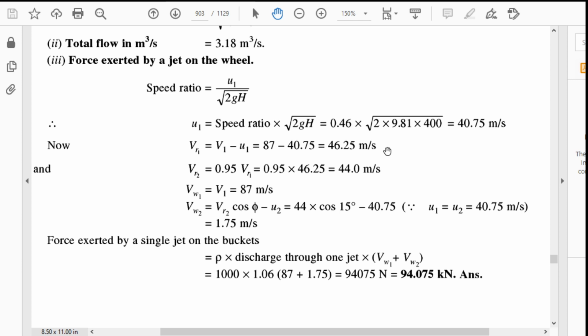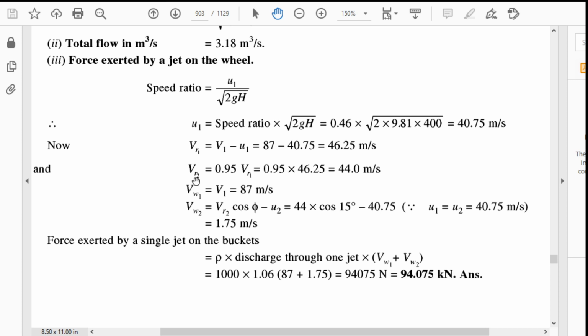Now by using the velocity triangles, we can calculate VR1. VR1 will be equal to V1 minus U1. This thing we have studied in the first numerical. VR1 equals V1 minus U1. So VR1, the relative velocity at inlet, is 46.25 meters per second. In the same manner we have to find out the VR2.